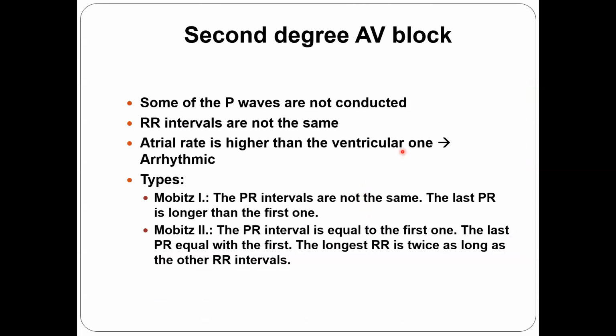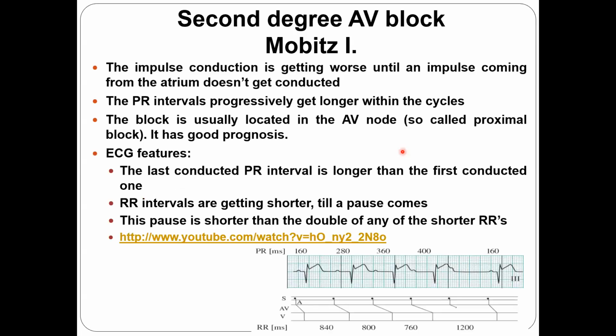Now, second degree AV block means that there are some P's that are not followed by QRS. Very important: in AV block, you have to have P and QRS, and you are evaluating the connection between these two. Mobitz type 1, we said that the PR interval is getting longer and longer. As you see here, the PR is longer, but the P and T distance is shortening.